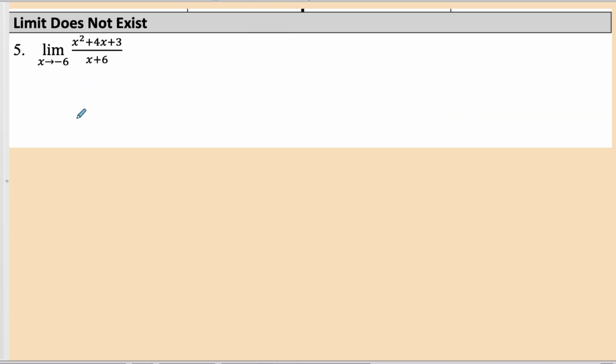Let's take a look at this. Let's substitute, and we're going to get a 0 down here, and here I'm going to have 36 minus 24 plus 3, and that will be 15. So this is not indeterminate, and we can't fix this. There's nothing we can do. So this does not exist. And if you were to graph it, I think you would see some places in the graph where they don't connect.